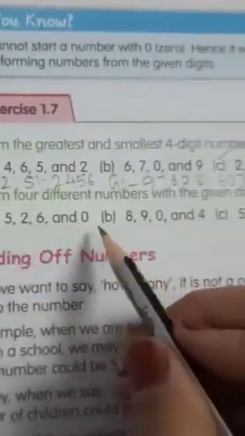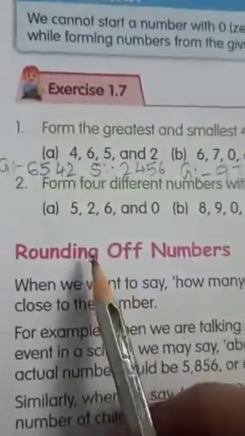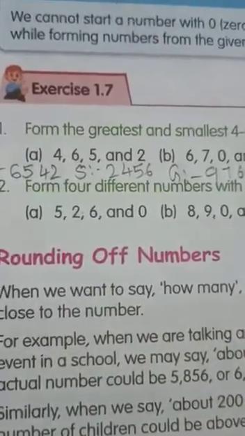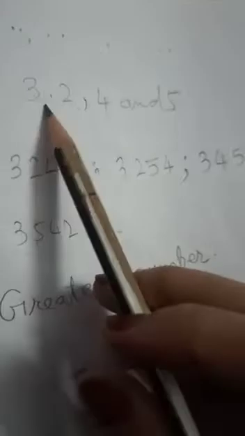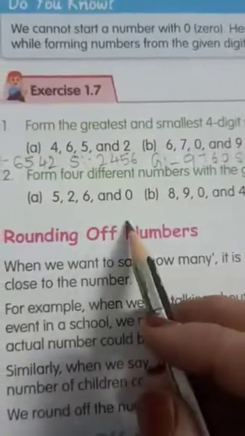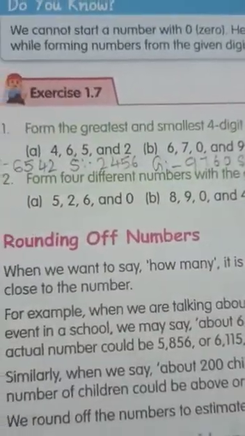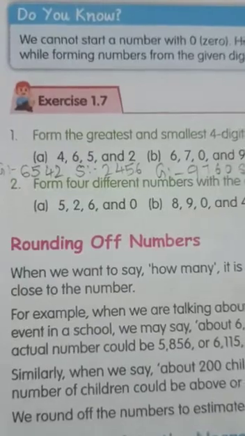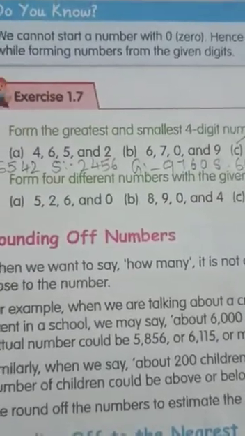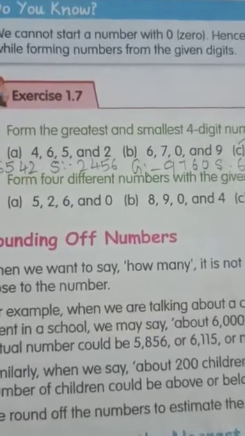Okay, next, form 4 different numbers with the given digits for each of the following. Children, you have to form 4 different numbers. See, we have done here, no? By using these digits we have formed different numbers. In the same way you have to arrange them in the different places. So practice well and be perfect in forming the greatest number and smallest 4-digit number.